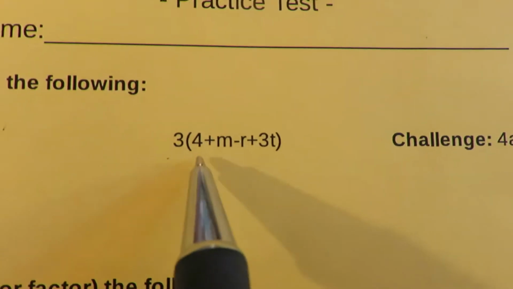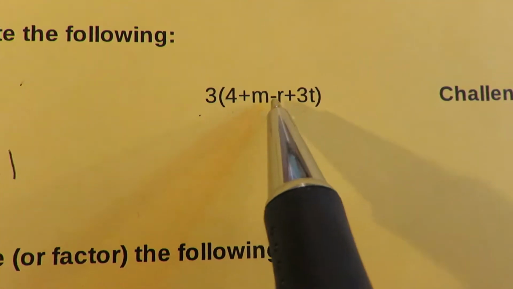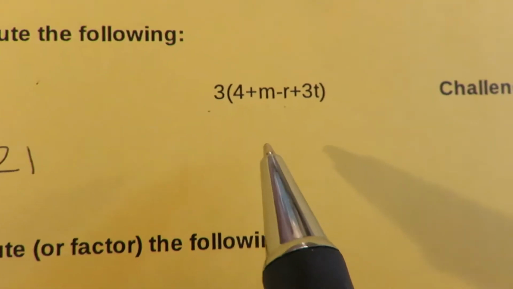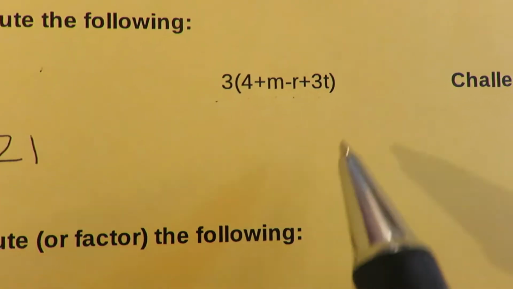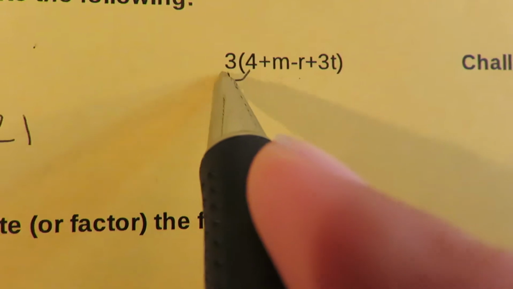The next one is 3 times 4 plus m minus r plus 3t. So I have 1, 2, 3, 4 terms in here, so just a little side note to myself would be that when I finish, before I simplify, I should have 4 terms. So now I'm going to multiply the 3 to every piece.